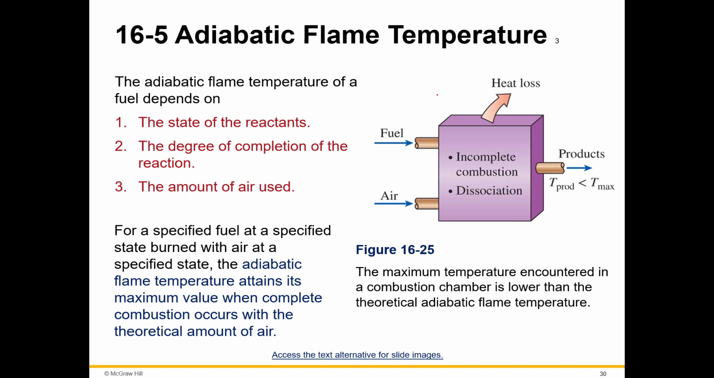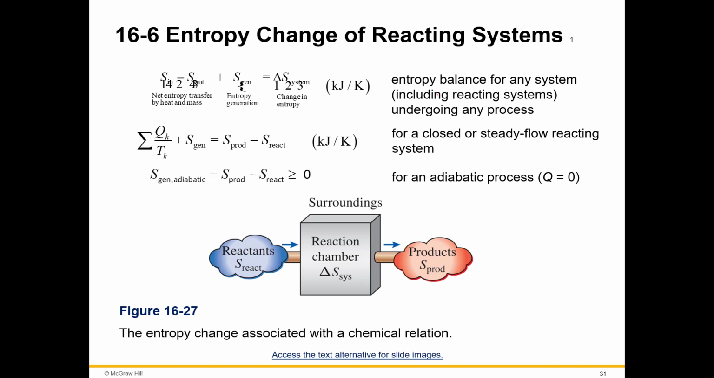Okay? And so the adiabatic flame temperature of a fuel depends on the state of the reactants, of course, the degree of the completion, because if you have a lot that's not being completely burned in the reaction, then we're not going to reach the max temperature, and the amount of air used, because those are all ratios, right? So you may have incomplete combustion, dissociation, heat loss, things like that. So the adiabatic flame temperature attains its maximum value when complete combustion occurs with the theoretical amount of air. It's the ideal situation. Okay?